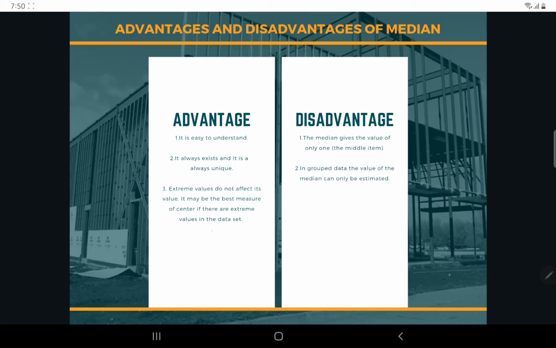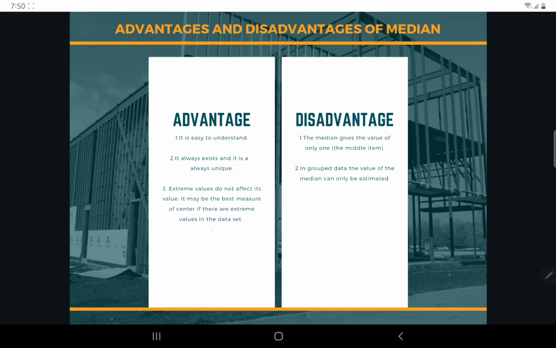Okay, what is the advantage and disadvantage of median? The advantage is it is easy to understand, it always exists, and it is always unique. We only have one value for median, meaning that it is unique. And extreme values do not affect its value. It may be the best measure of center if there are extreme values in the data set.